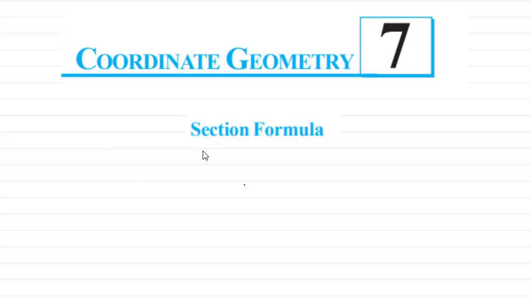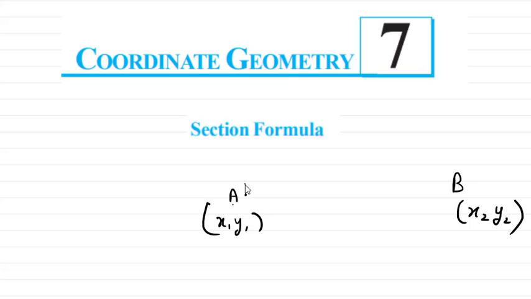So here we'll see a very important formula from coordinate geometry, that is the section formula. You already know, if you have 2 points, let's say point A having the coordinates x1, y1, and we have another point B with the coordinates x2, y2. Now from the distance formula, you know how to find out the distance between these 2 points. So this you know.